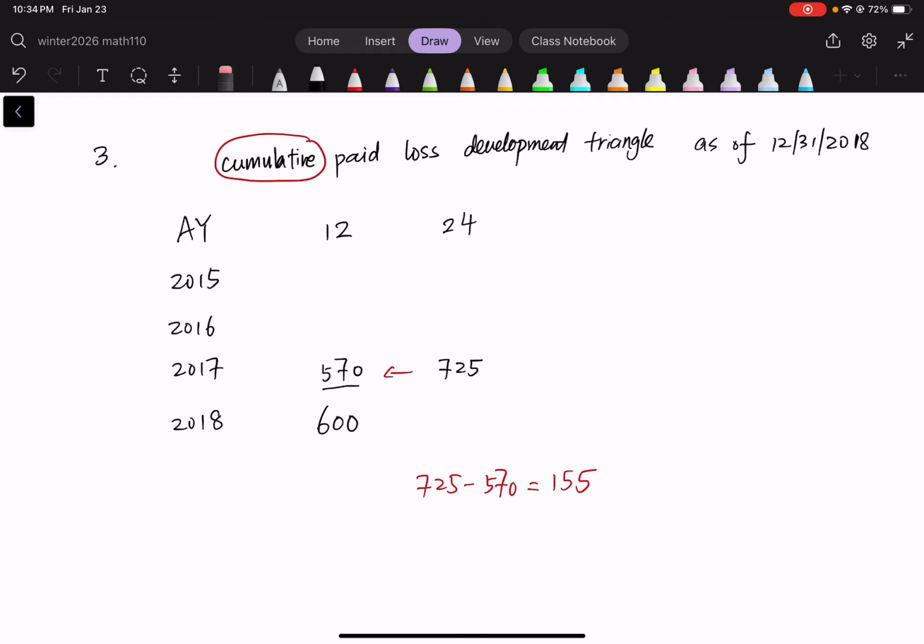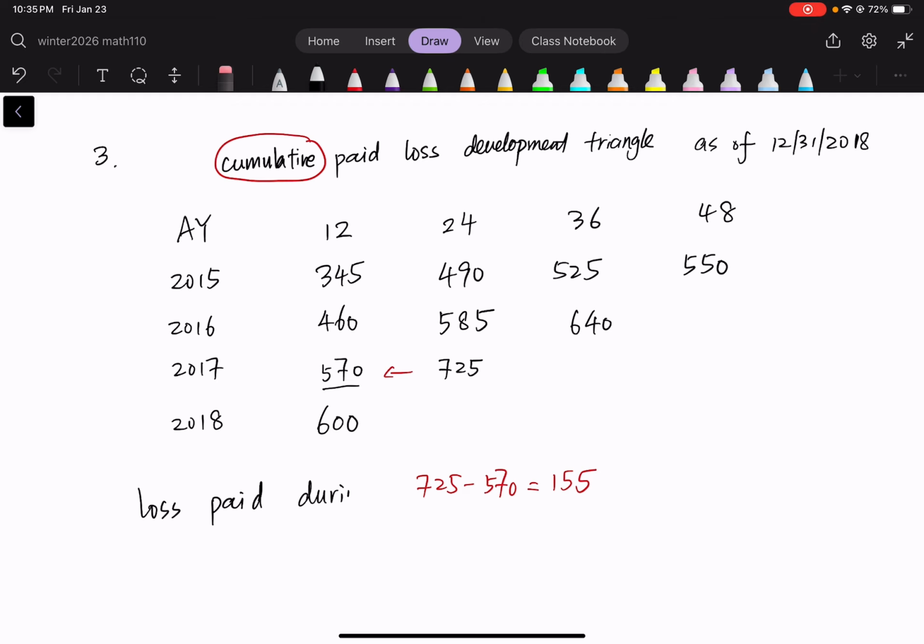Now let's continue with more numbers. 460 is the accident that happened in 2016. Within 12 months, you paid out this much. And within 24 months, you paid more. And at 36 months, like 3 years later, or 2 years later, which is during the third year, you paid more. And altogether, it's 640. And similarly for 2015, 345, and 490, and 525, and month 48, 550.